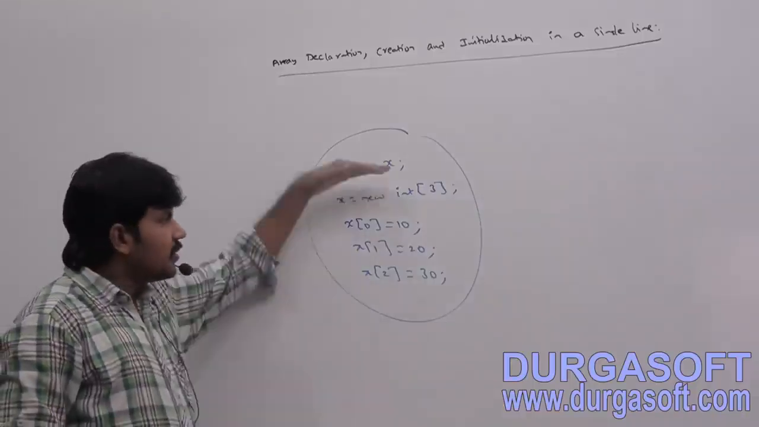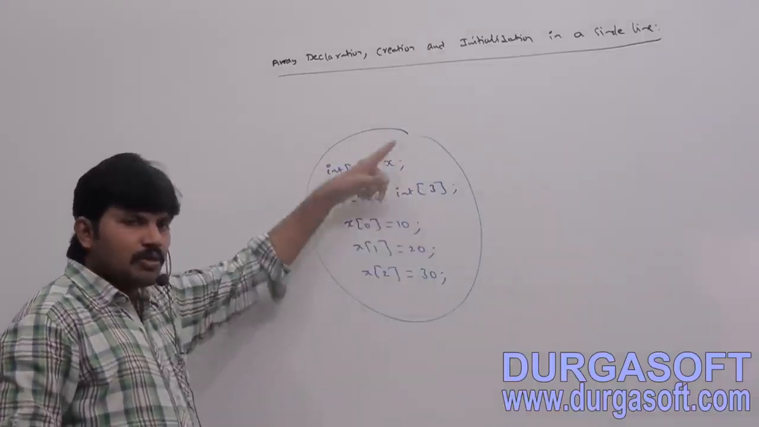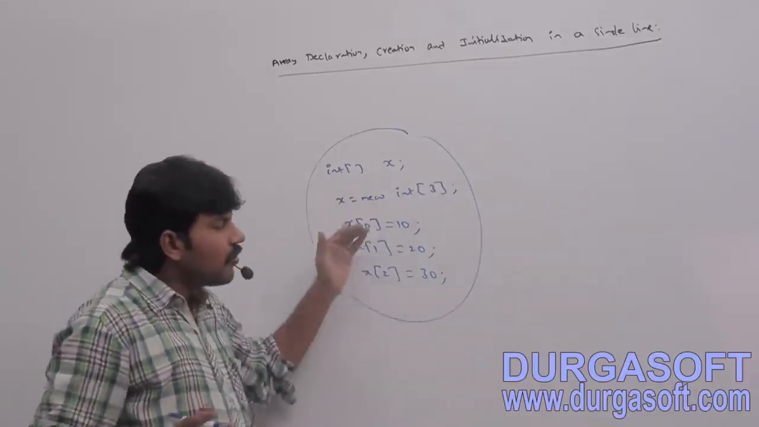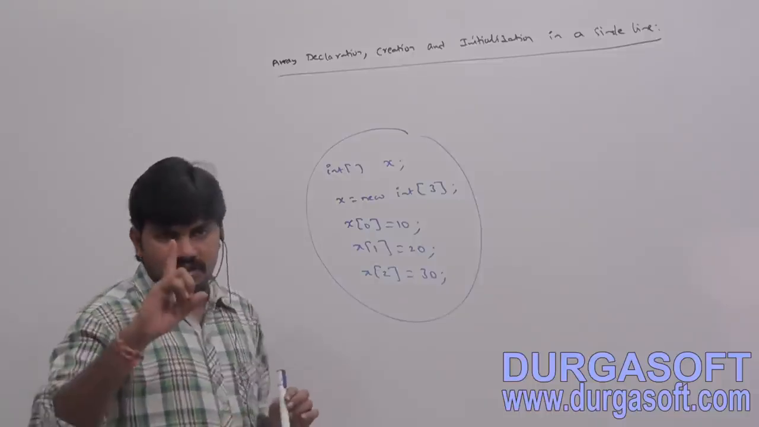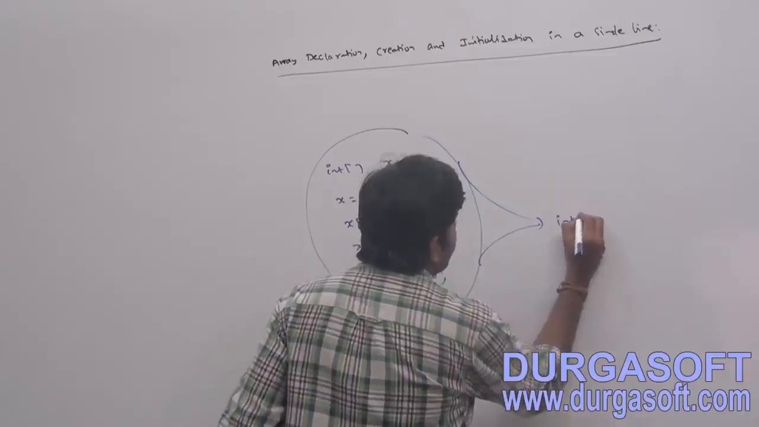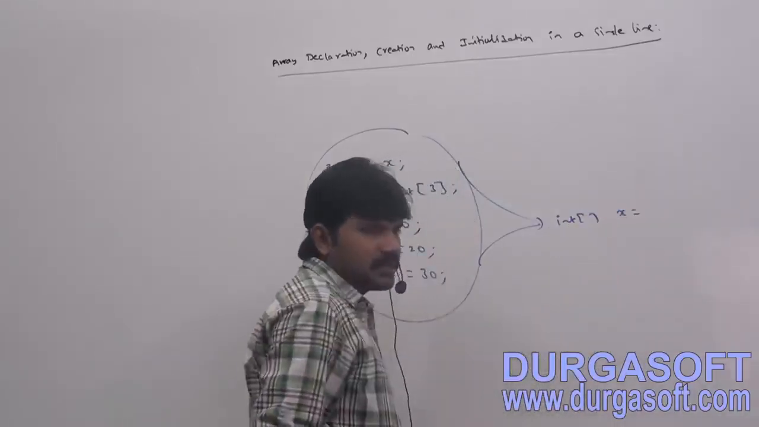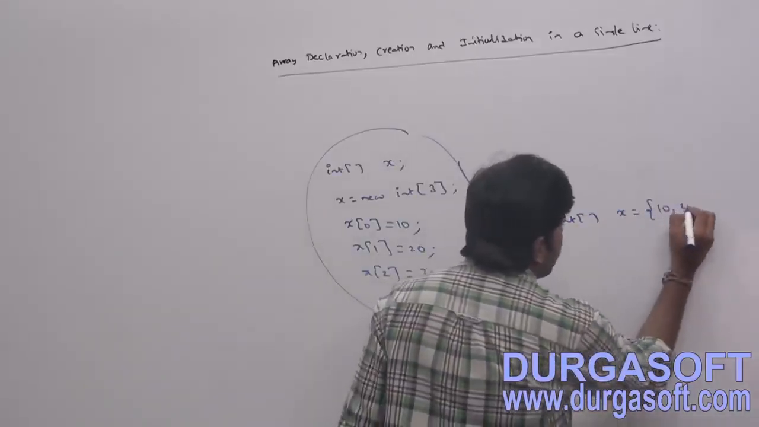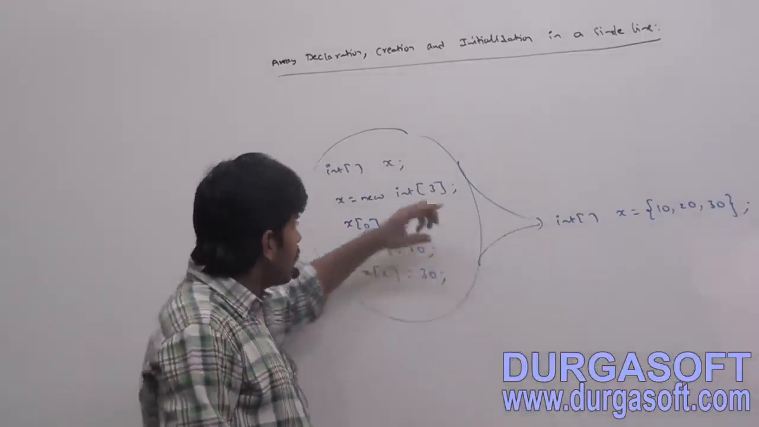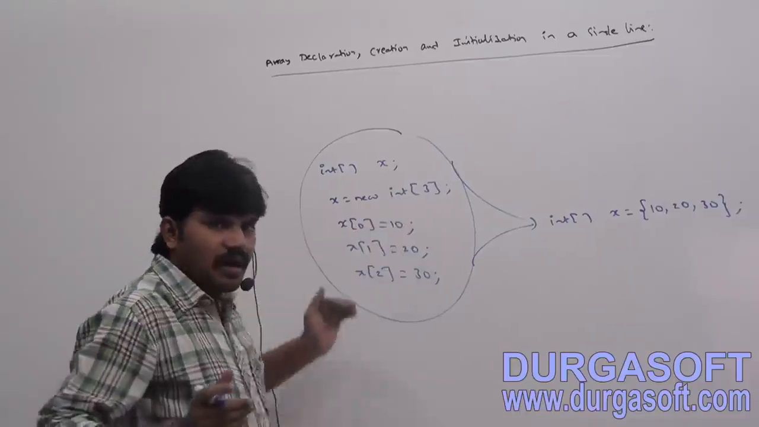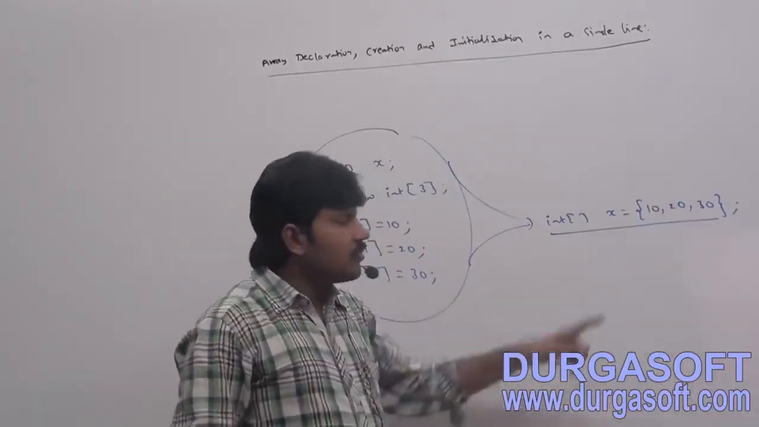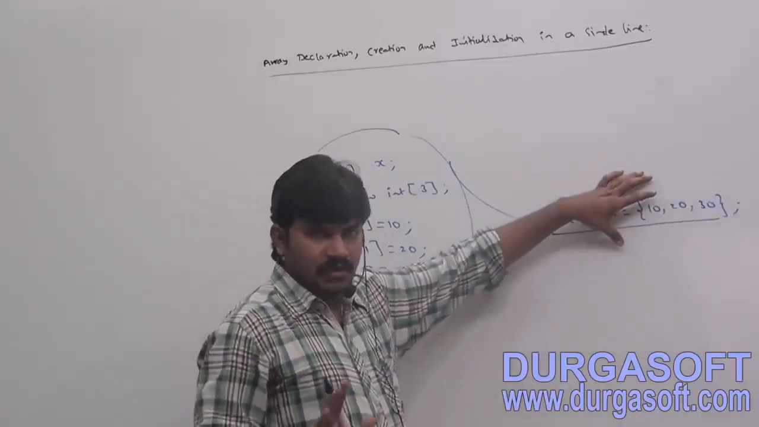So here, array declare, create, initialize. In total, how many lines did we use? 5 lines of code. If you want, we can convert this into a single line. There is a shortcut representation: int array x is equal to 10, 20, 30. We can declare, create, and initialize all of these in a single line. Clear for all of you, right?